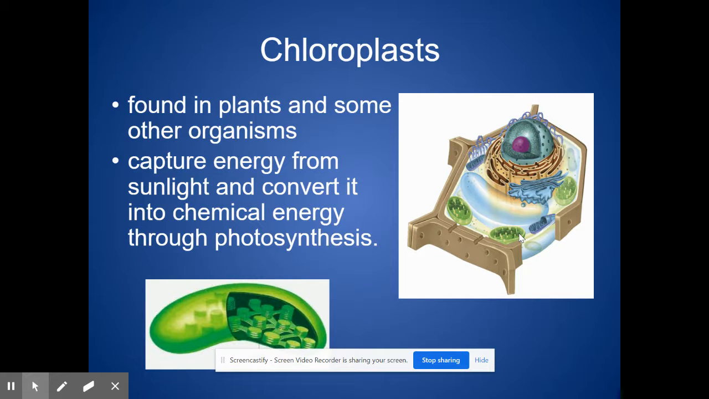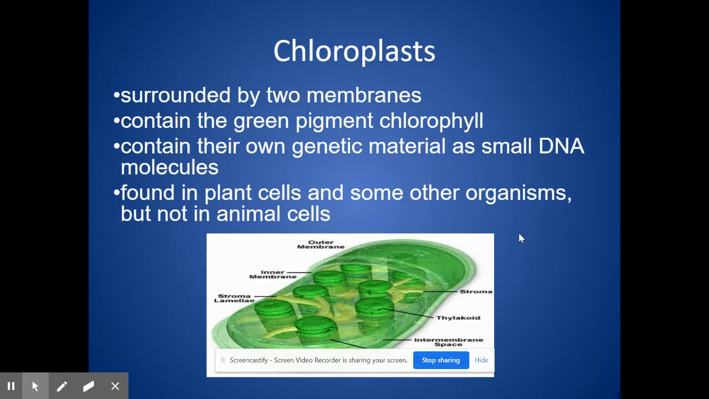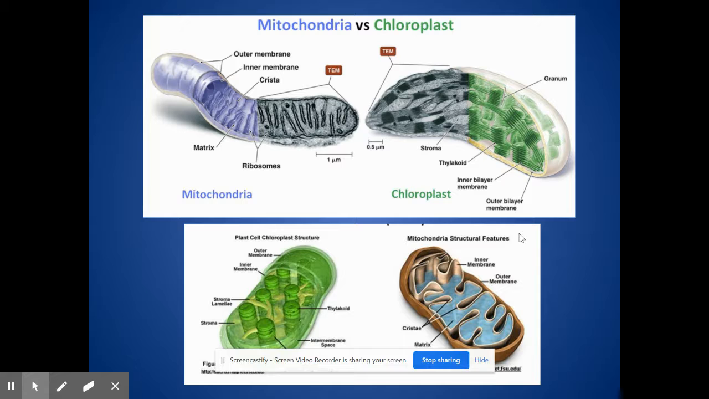All right, chloroplasts. You can think of these like solar panels because they take sunlight and convert it into chemical energy through photosynthesis. These are only found in plant cells. These are the green shaped things in the plant cell. Again, they have two membranes. They contain a green pigment called chlorophyll, and they have their own DNA molecules as well. So similar to mitochondria that had two membranes and their own DNA, so do chloroplasts. They are found in plant cells and algae, but not in animals. We do not have chloroplasts.